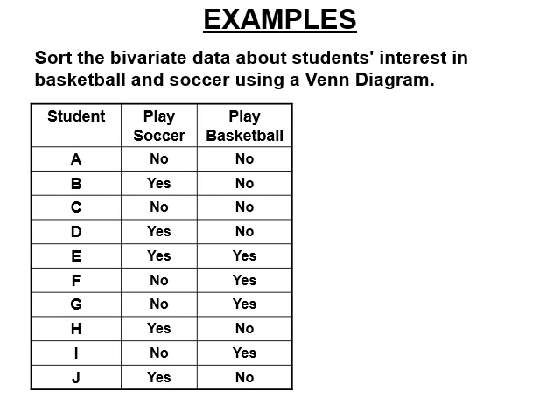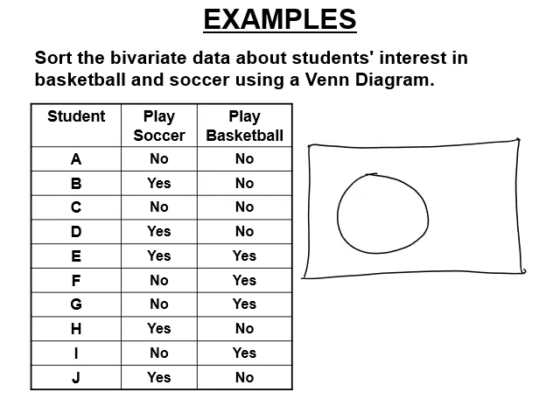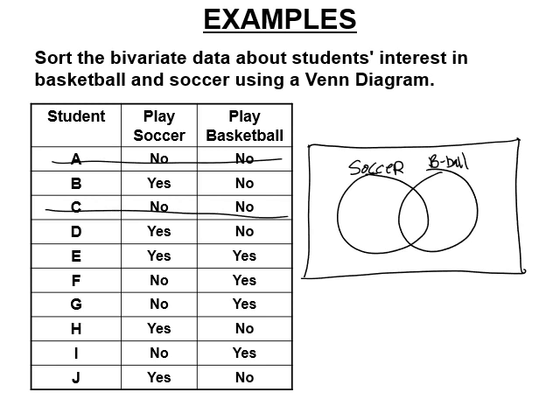So let's do one for soccer and basketball. All right, some people play both, some only play one. Try it on your own. Pause. So I have 2 for neither plays basketball nor soccer. Do I only have 1 for both? I think so.